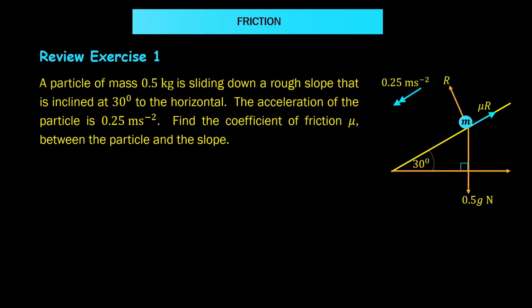A particle of mass 0.5 kilograms is sliding down a rough slope that is inclined at 30 degrees to the horizontal. The acceleration of the particle is 0.25 meters per second squared. Find the coefficient of friction mu between the particle and the slope.